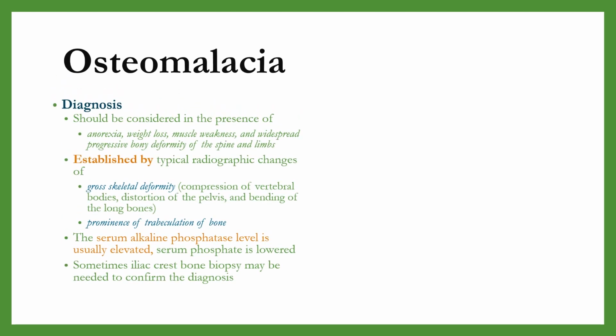Diagnosis of osteomalacia should be considered in the presence of anorexia, weight loss, muscle weakness, and widespread progressive bony deformity of the spine and limbs. It could be established by typical radiographic changes of gross skeletal deformity and the prominence of trabeculation of bone.